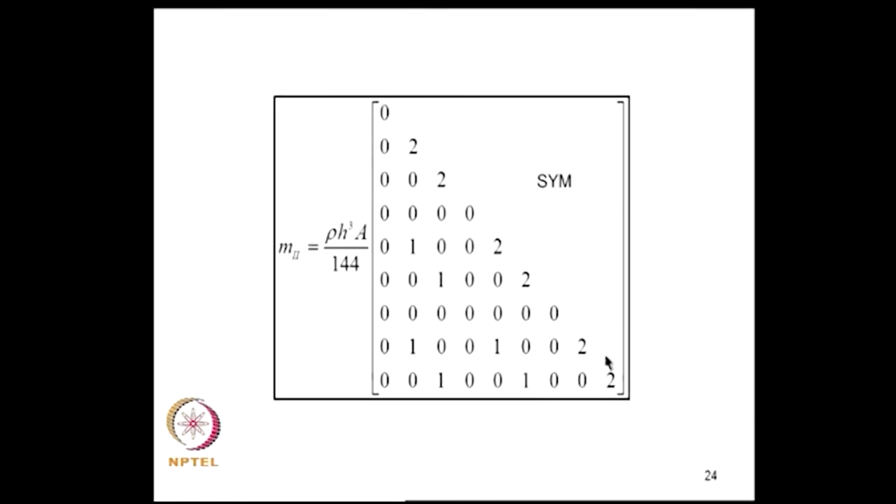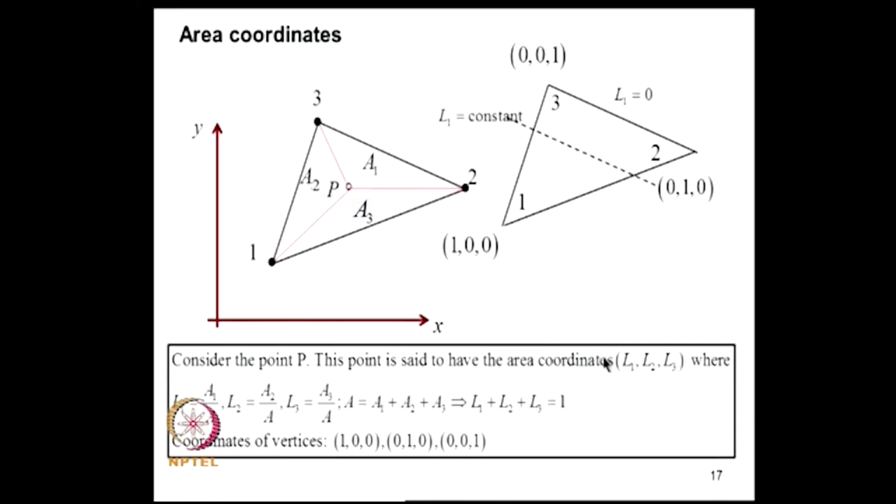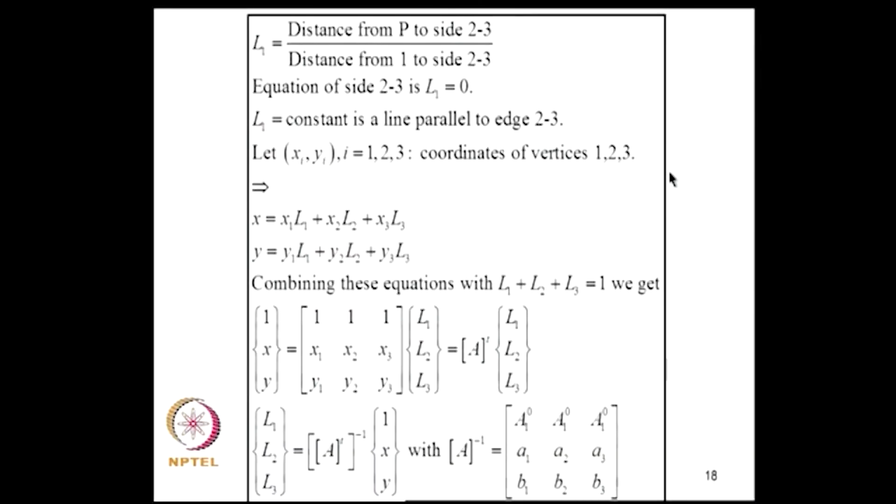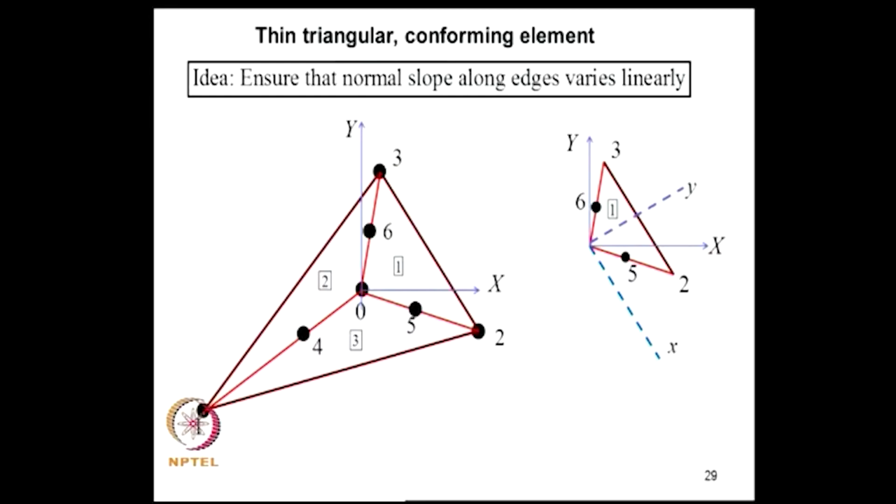So, we can show that this element is a conforming element, as you can see the variation of the field variables along the edges are straight lines. So, it will ensure the required continuity conditions to be satisfied by all the 3 variables. That was for a thick element, thick triangular element. Now, the thin triangular element that we formulated was non-conforming. So, is there any way we can develop a thin triangular conforming element?